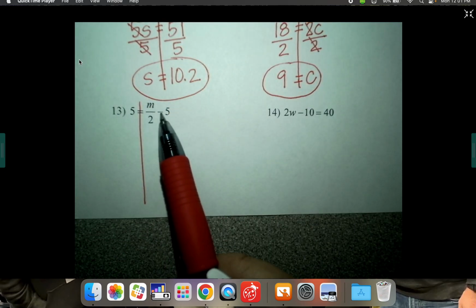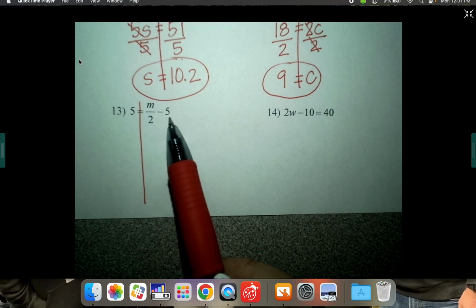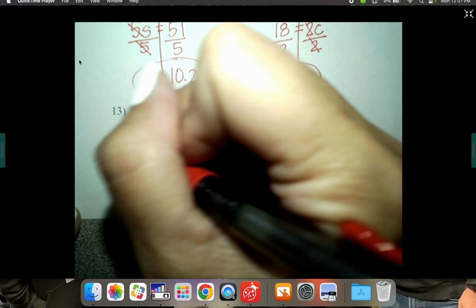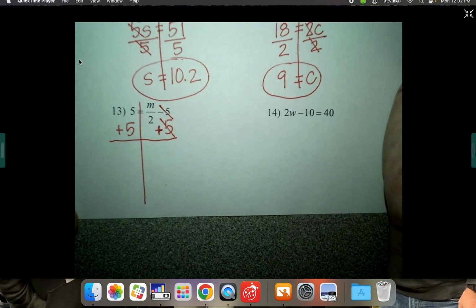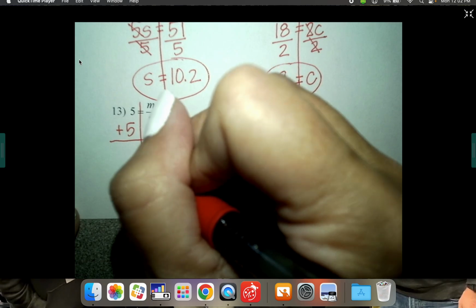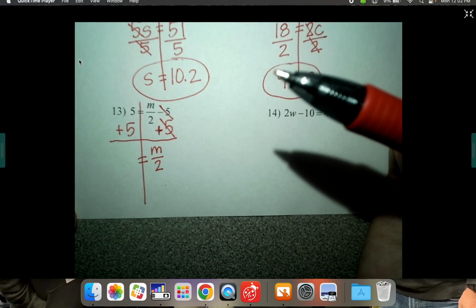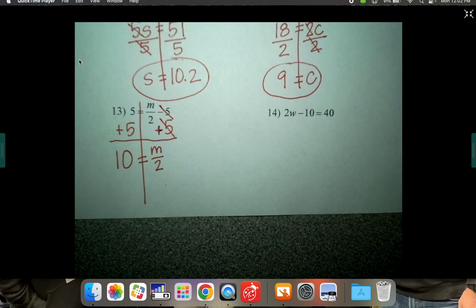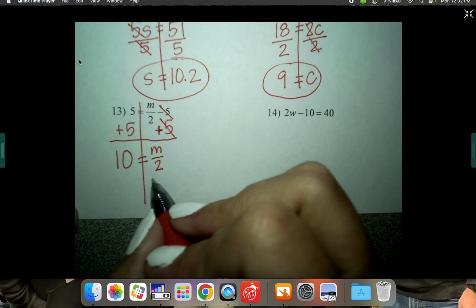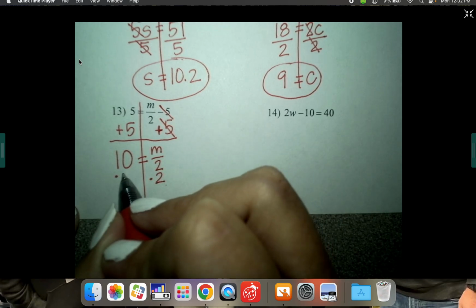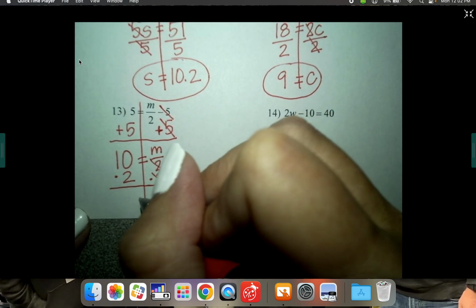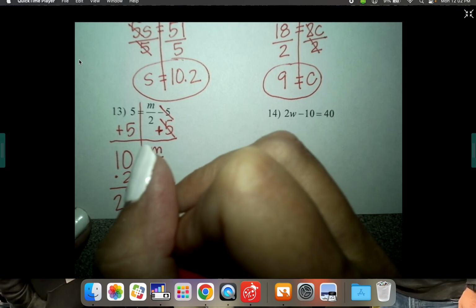Last row. M over 2 minus 5. So we're going to get rid of the minus 5 first by adding 5 on both sides. It cancels on the right. We can bring down our whole M over 2 group. 5 plus 5 on the left is 10. Okay, be careful. Do not divide by 2. M is already being divided by 2, so we are going to multiply by 2 on both sides. That's a very common mistake, so be careful with that. 10 times 2 is 20.